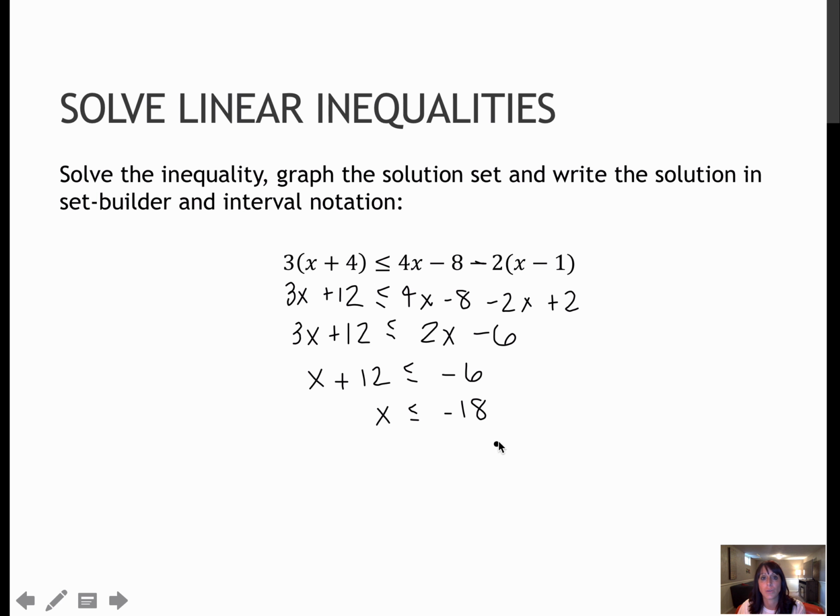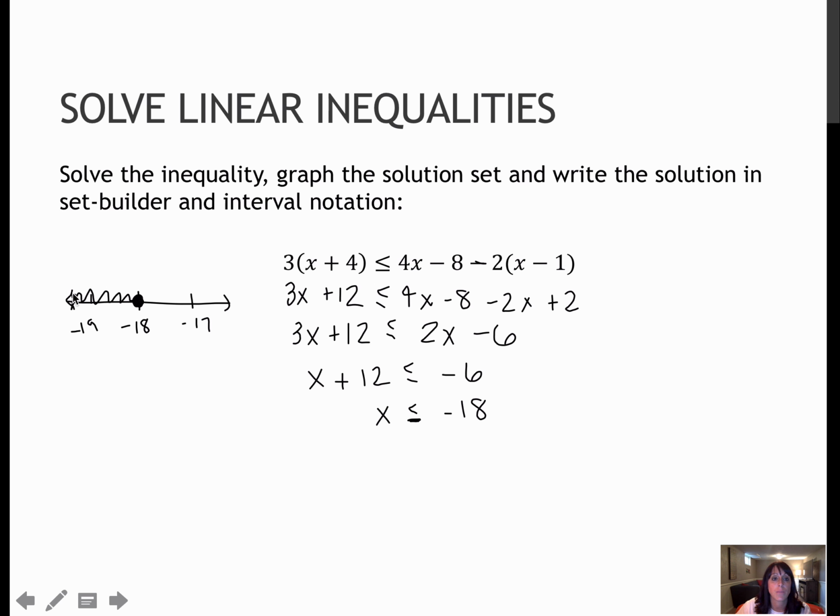So that's my solution. If I'm going to graph the solution set, I would look for all of the numbers that are less than or equal to negative 18. So I would find negative 18 on my number line. I would either put a bracket or a closed circle. I believe Alex has you put the circles. The closed circle happens because of this line right here. This means that negative 18 is included, as well as any values that are smaller than negative 18, which are to the left.